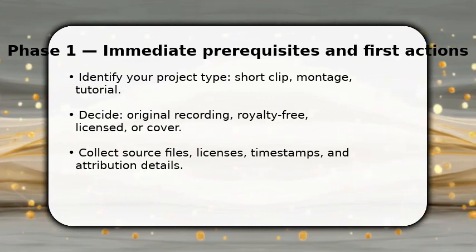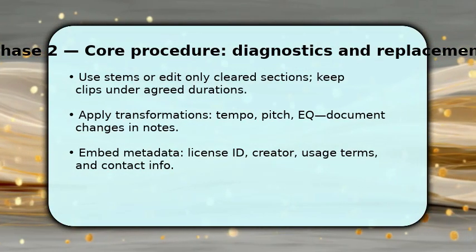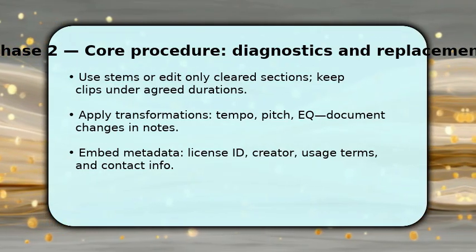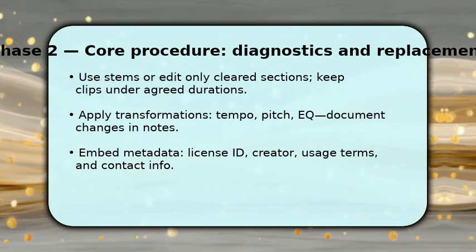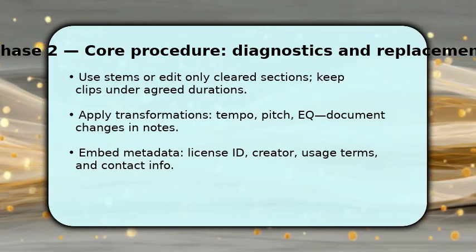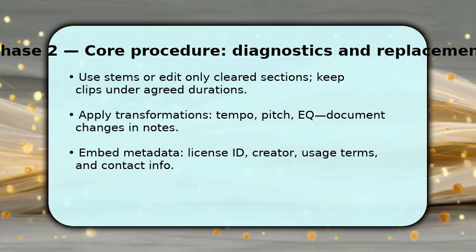Start editing using only the sections covered by your license. Once you chop clips, label them with source and length. If you alter tempo or pitch, document those changes because they affect rights and can support fair use arguments in some jurisdictions. Make sure to include stems or separated tracks when required by the agreement.